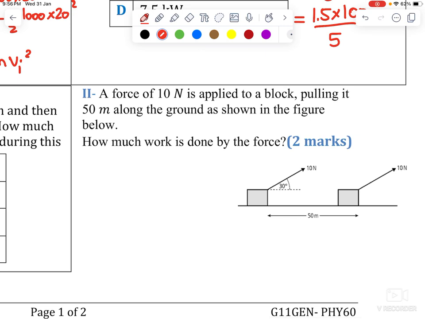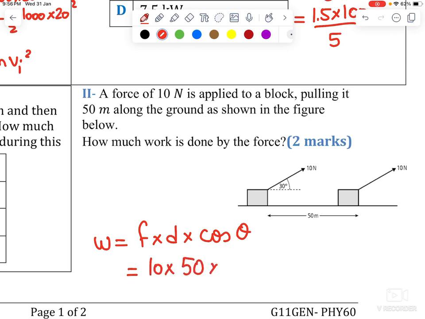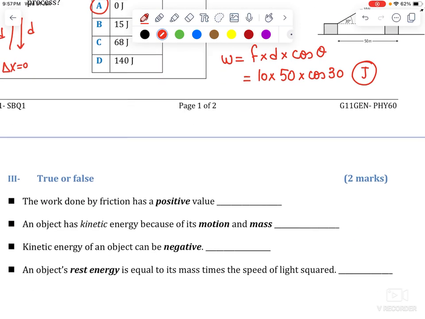A force of 10 Newton is applied to a block, pulling it 50 meters along the ground as shown in the figure. How much work? I have the force magnitude, d, and cosine of theta. It will give me 10 times 50 times cosine of 30. So the answer is in joules.